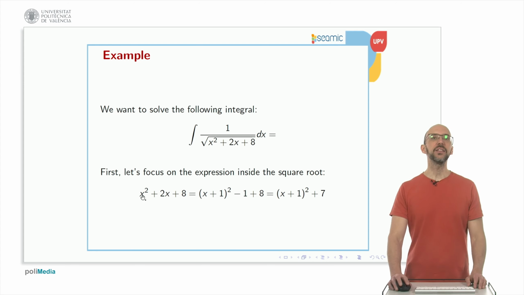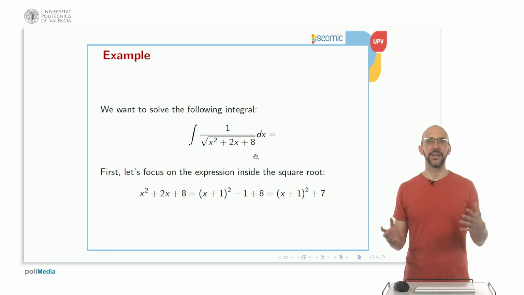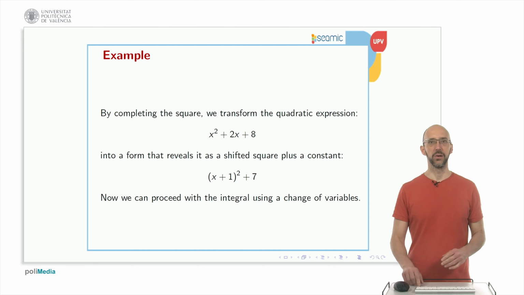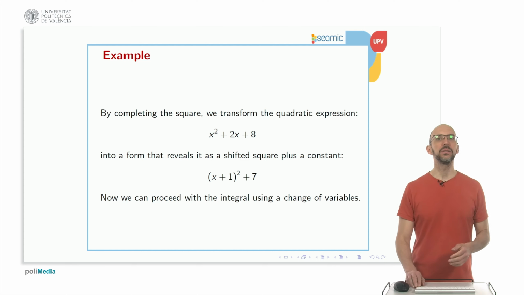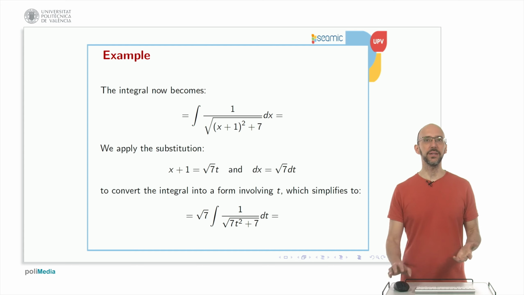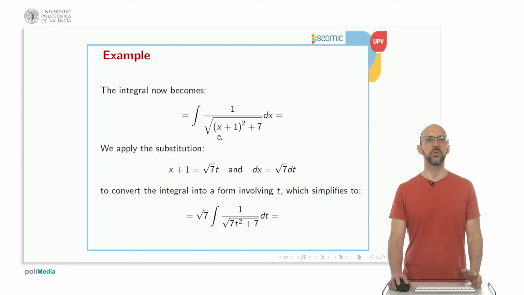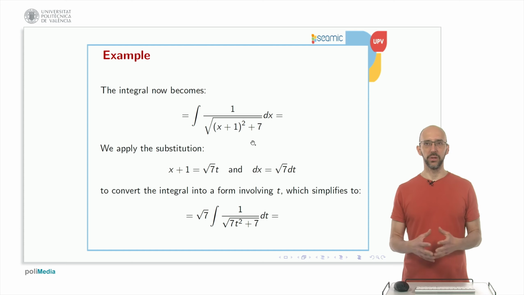Is this form better than the original one? It's the same, but this last form helps us to identify what kind of integral we have. So we are going to change it in the integral. We have 1 over the square root of (x plus 1) squared plus 7. What is the change we are going to apply to solve this integral?